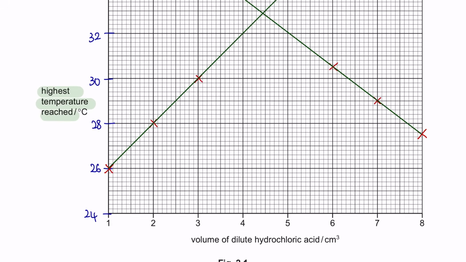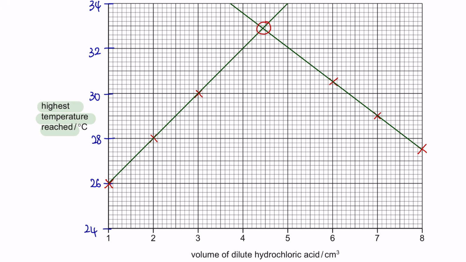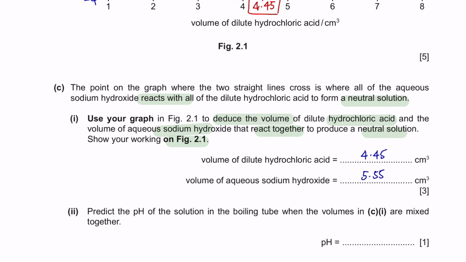So let's see where they cross. They crossed at this point. I got a volume of 4.5 centimeters cubed. So we have learned that the total solution is 10 centimeters cubed, meaning that 10 minus 4.5 centimeters cubed of HCl will give us the volume of sodium hydroxide.